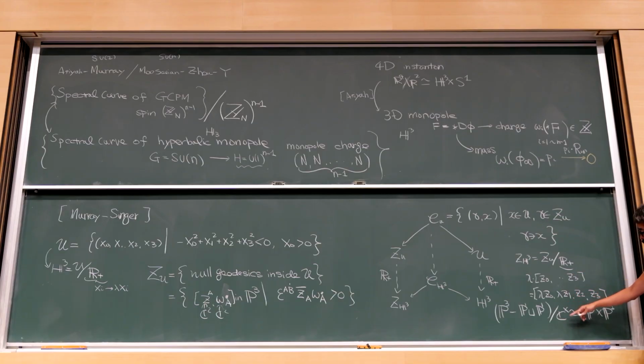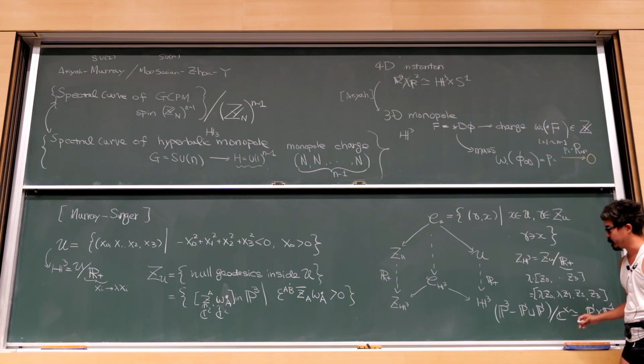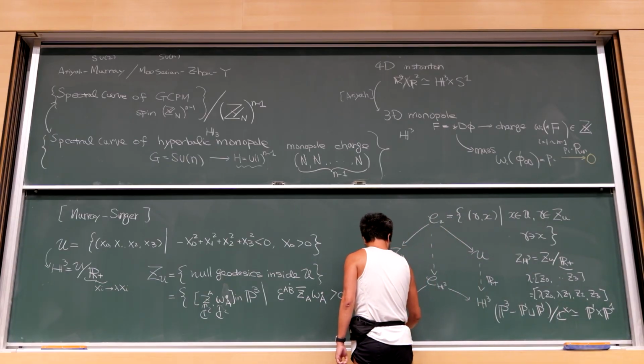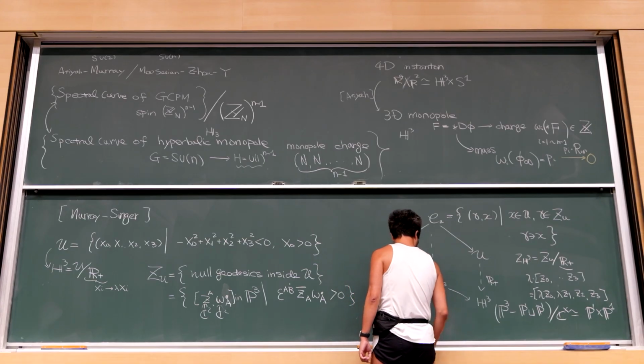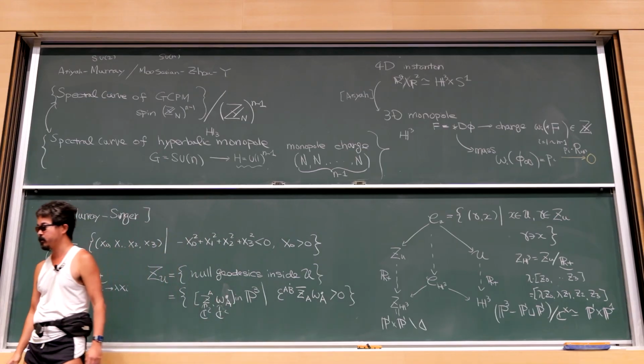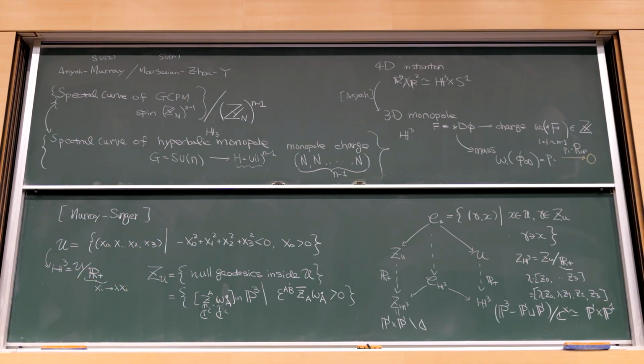Here you have a C star action, but we have an R plus action, which is essentially the same action. And then you get the mini twistor space again. So this is P1 times P1 with the diagonal removed. And so that's how Murray and Singer formulated this statement.